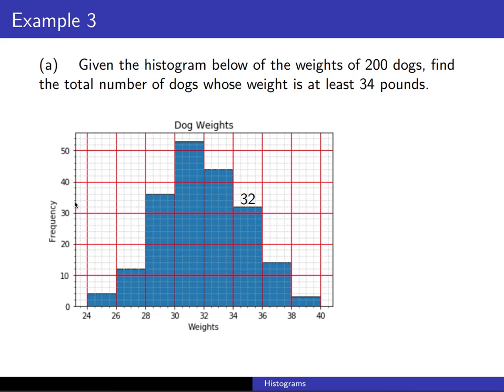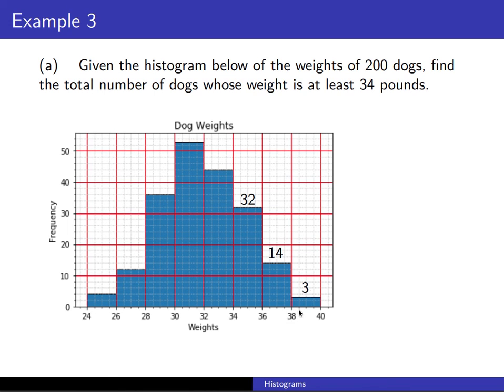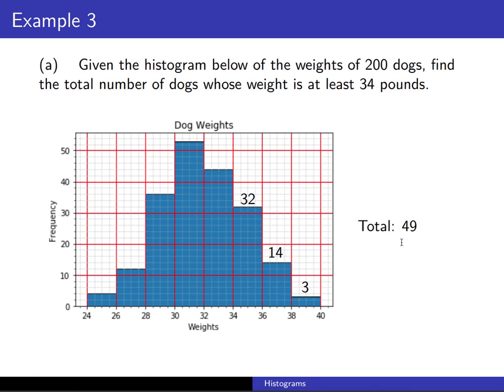So 30, 32, 34, 36, 38, and 40. We have a 32 here. We have a 14 for the 36 to 38 class. And then we have a 3. It's about halfway between the two tick marks here. So we have 3 dogs that weigh between 38 and 40 pounds. So the total number of dogs that are at least 34 pounds, taking 32, 14, and 3, is 49.